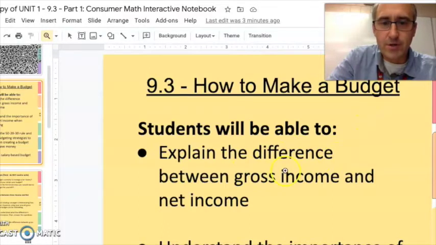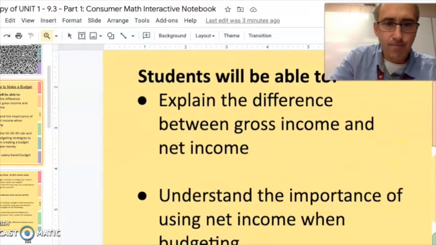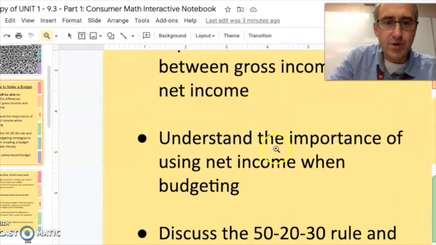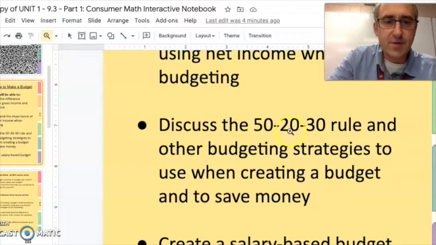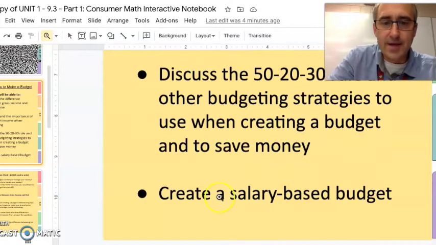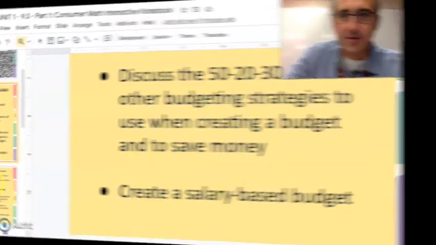So what we're going to be doing is talking about gross and net income. We're going to try to understand the importance of using net income when budgeting. That's income after taxes. Discussing the 50-20-30 rule and other budgeting strategies to help you in creating your own budget and saving money. And last, we are going to try to create a budget based on salary.